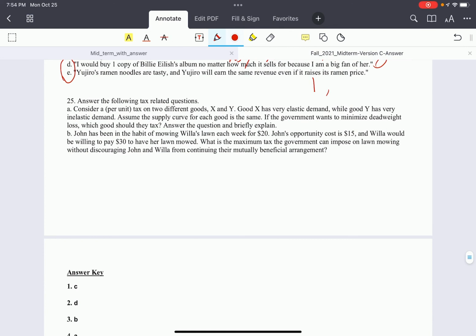A is pretty simple. It says the government wants to impose tax, and there are two goods, X and Y, and X has really elastic demand and Y has inelastic demand. So if the government wants to minimize deadweight loss, which good should they tax? Well, this is just the direct application of the result we got from the lecture note, right? We know that if the demand or supply is more elastic, then the deadweight loss will be larger. This essentially means, in this case, if you have a choice, then you should tax the good with inelastic demand. So here you should tax good Y.